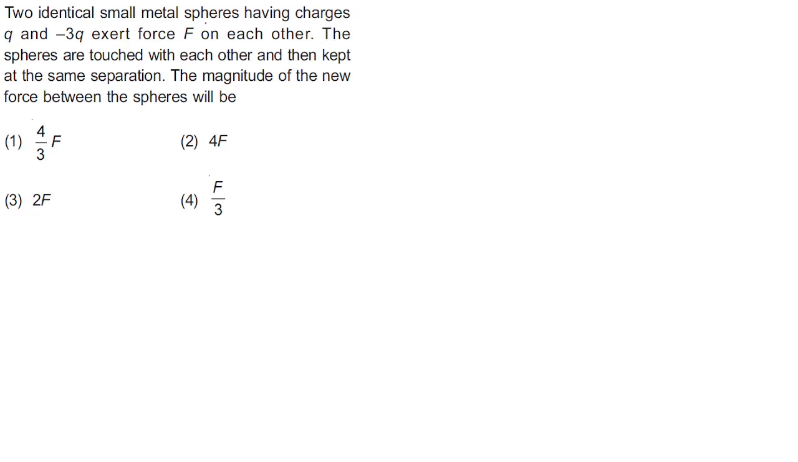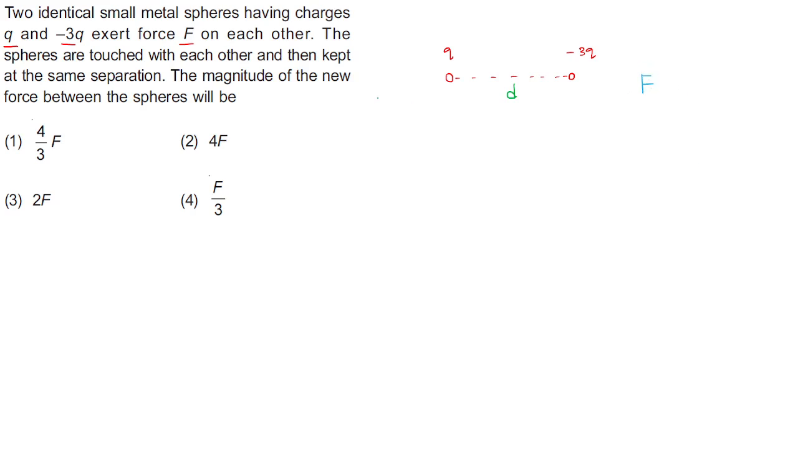Two identical small metal spheres having charges q and minus 3q exert force F on each other. So here we have two identical small spheres of metal having charge q and minus 3q. Suppose the distance between them is d, and they are exerting force on each other of magnitude F.